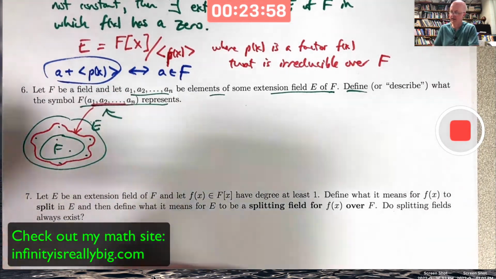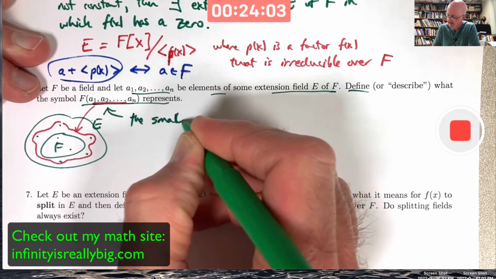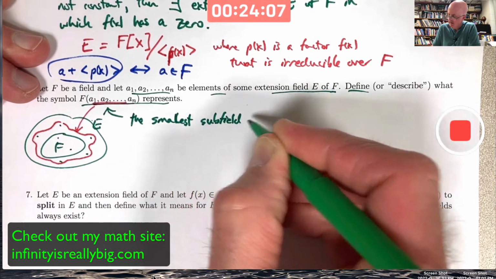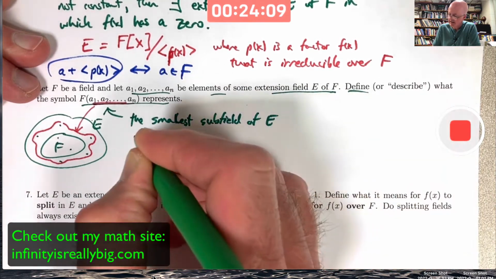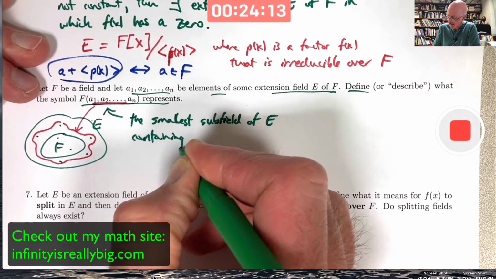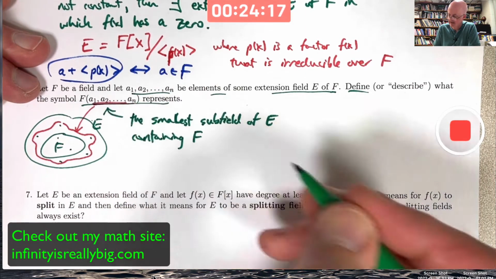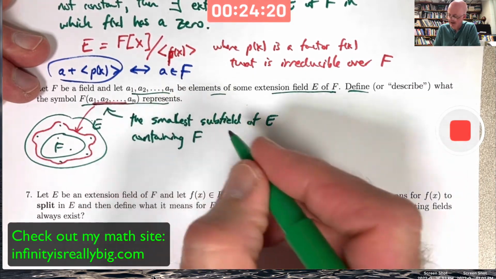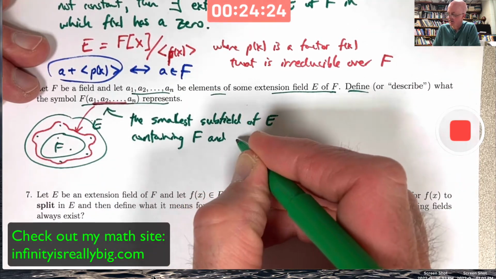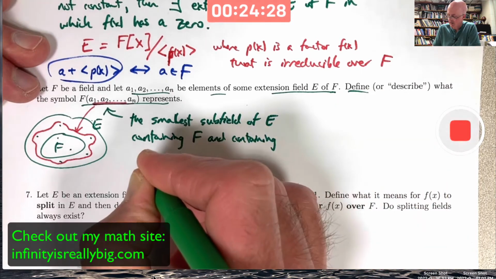What does this represent? It represents the smallest, like I said verbally, the smallest subfield of E containing F as a subfield of this. This thing is going to be a field by definition. It contains F and containing these elements a1 through an.